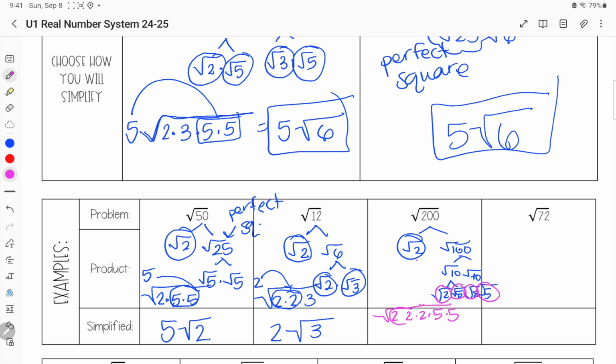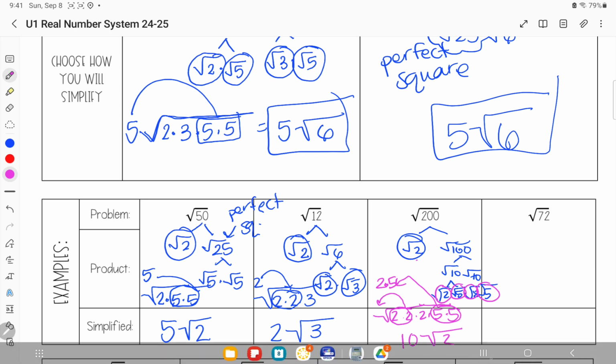So these 2's would leave. I have a pair of 2's, and I have a pair of 5's. So when you pull these out, these get times together. So I was able to pull out a 5 and a 2, which is 10. And I'm left with 2 inside or underneath my root.